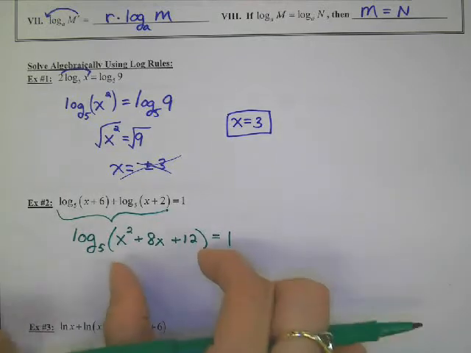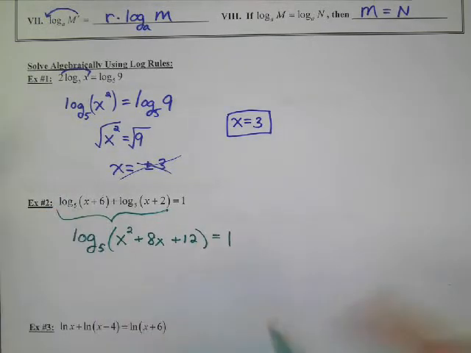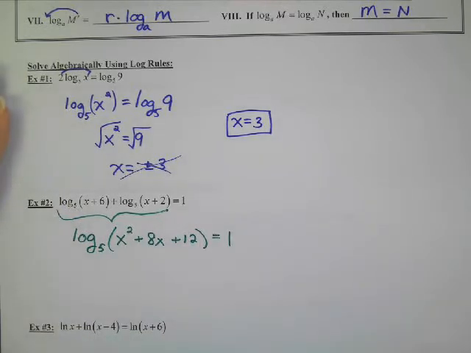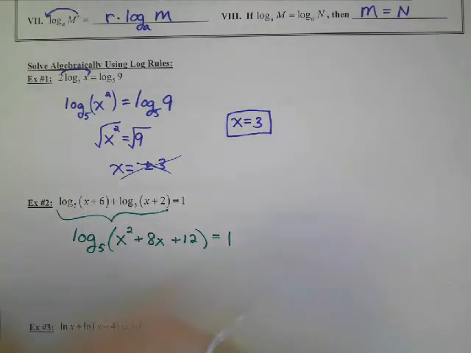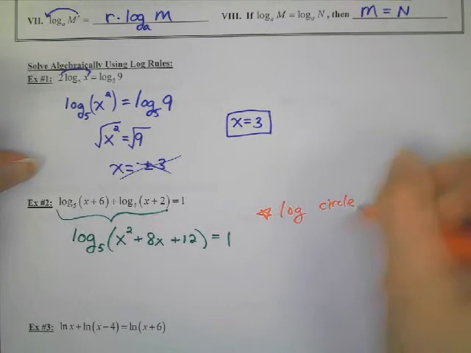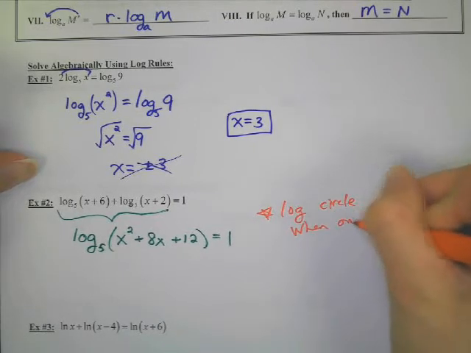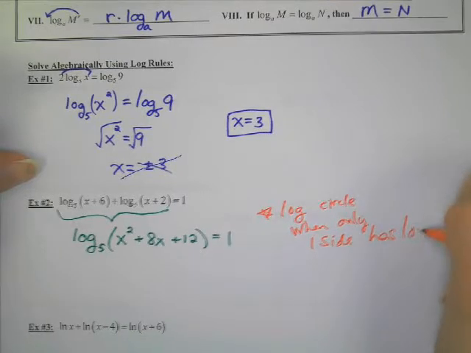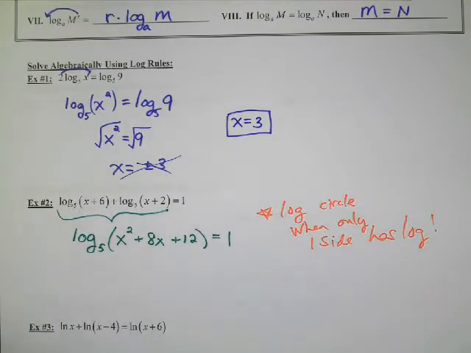When there's not logs on both sides, you can't just take this stuff out of the log. So how are we going to get x out of the log? Use a log circle. So let's just put a note here: log circle when only one side has a log. Okay, use a log circle.